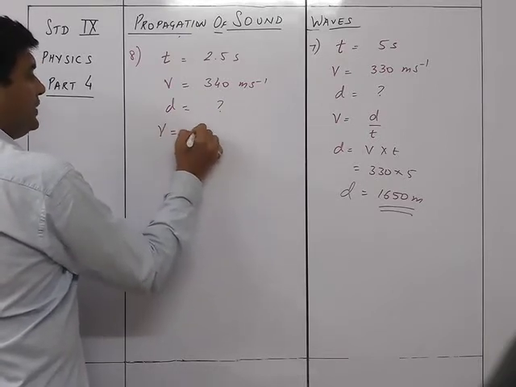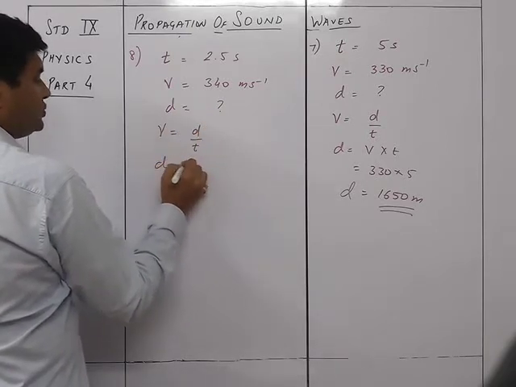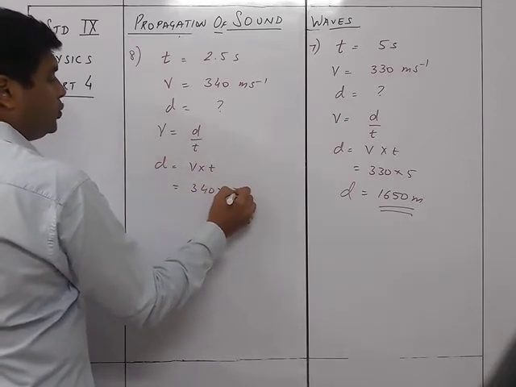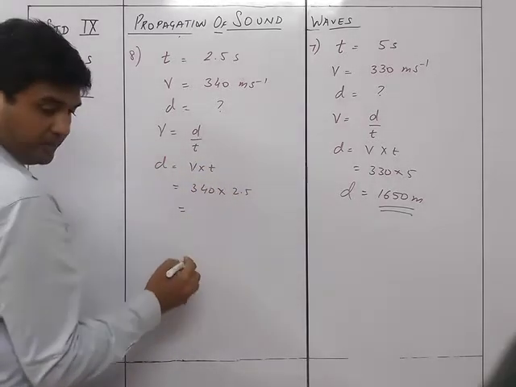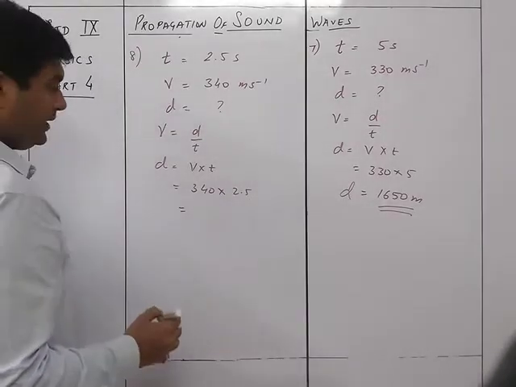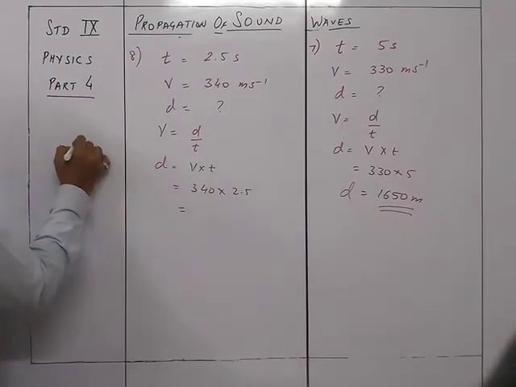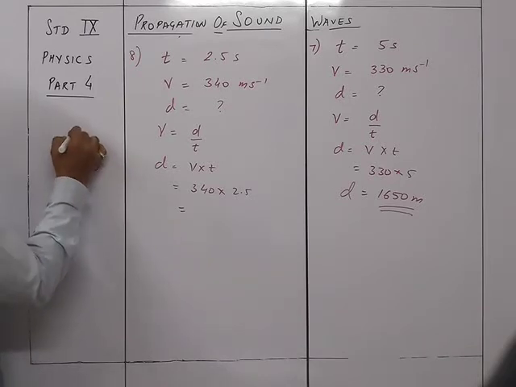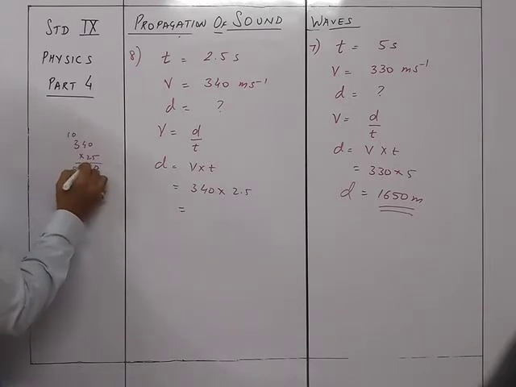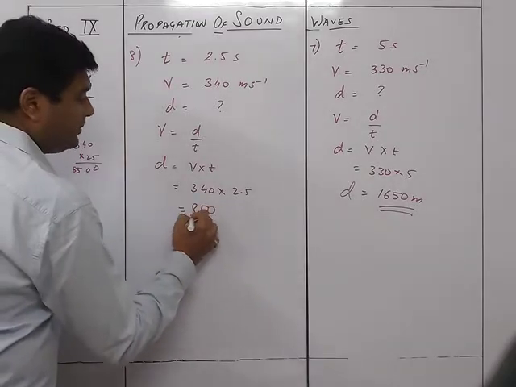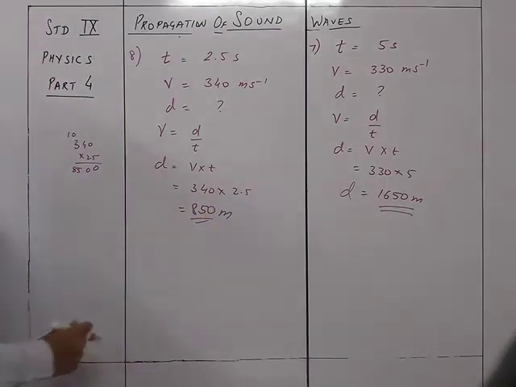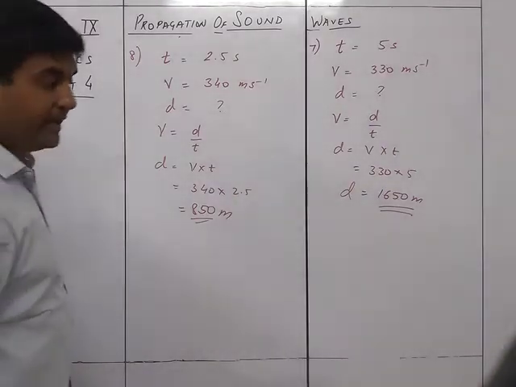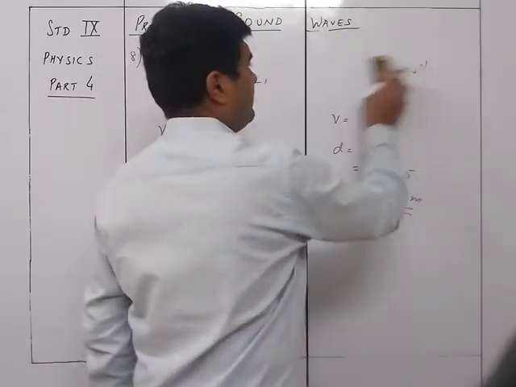So V is equal to D upon T, and D is equal to V into T, which is equal to 340 into 2.5. That is going to give me 850 meters. So that's sum number 8. We now move on to sum number 9.